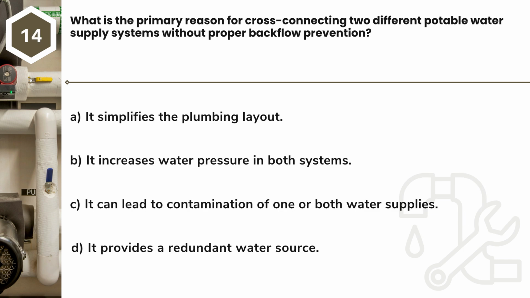Question 14. What is the primary reason for cross-connecting two different potable water supply systems without proper backflow prevention? A. It simplifies the plumbing layout. B. It increases water pressure in both systems. C. It can lead to contamination of one or both water supplies. D. It provides a redundant water source.